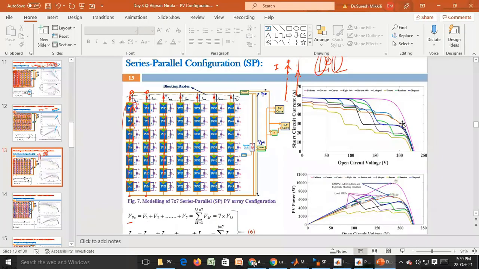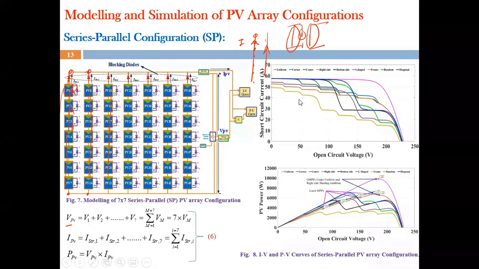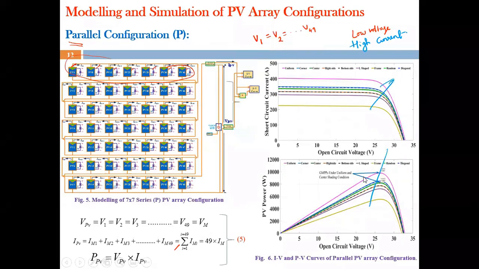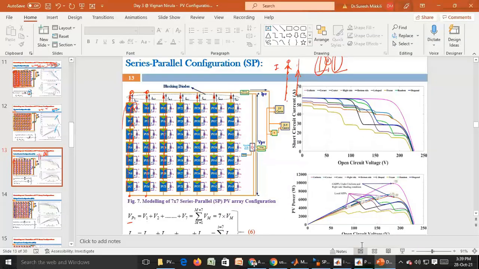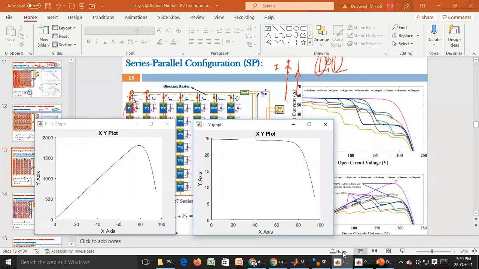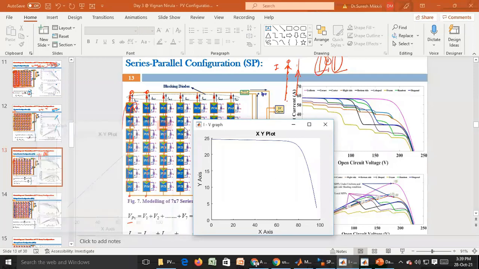Okay, so this is the first one, uniform shading condition. With series parallel you will definitely get a uniform condition. Here I have written it clearly, you see. If you observe clearly, the GMPP is under uniform condition. Next best is the right shade condition. There are local maximum power points, which are shown here. So for different conditions, you are ensuring it comes under uniform condition.